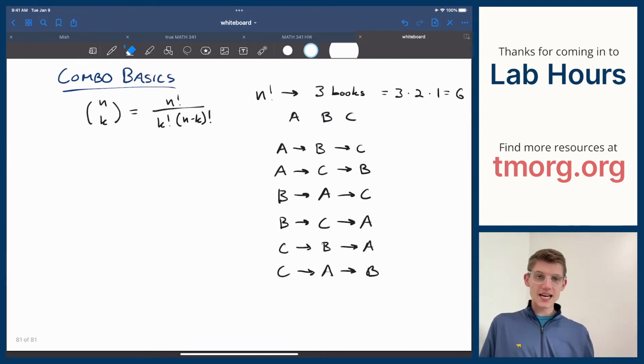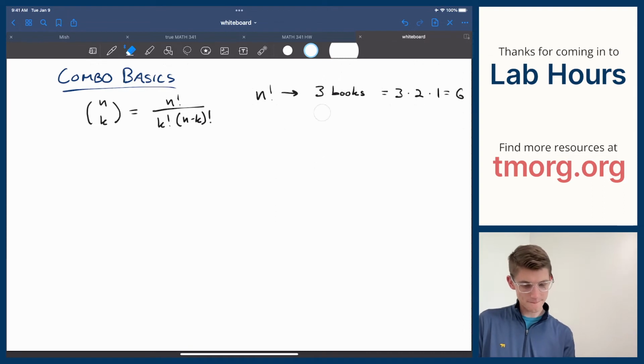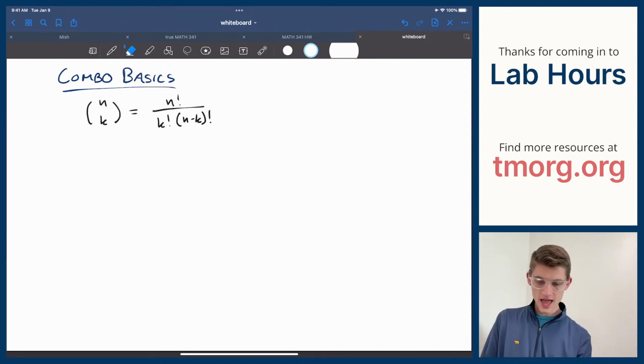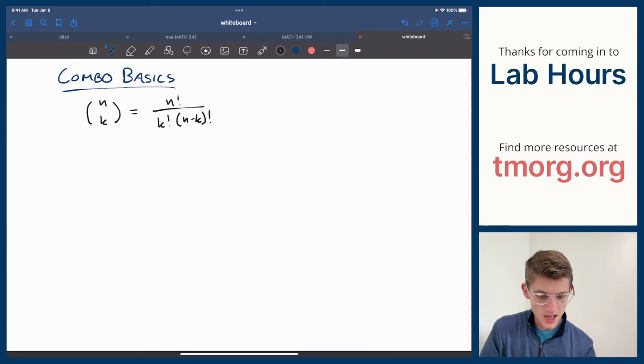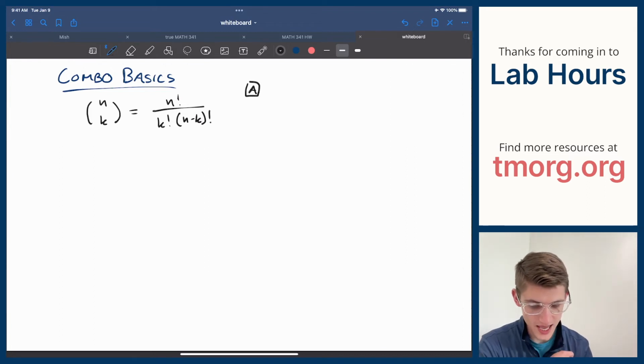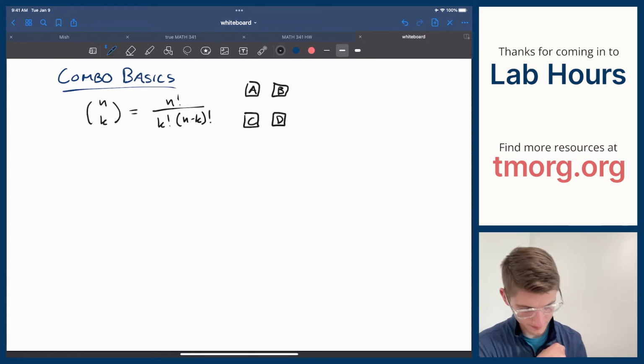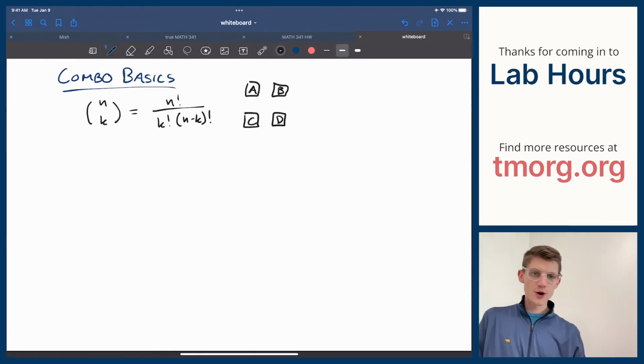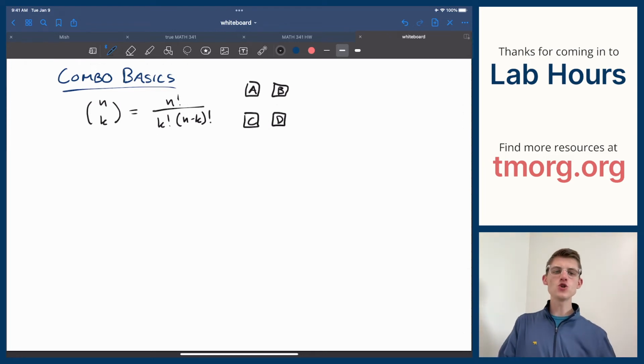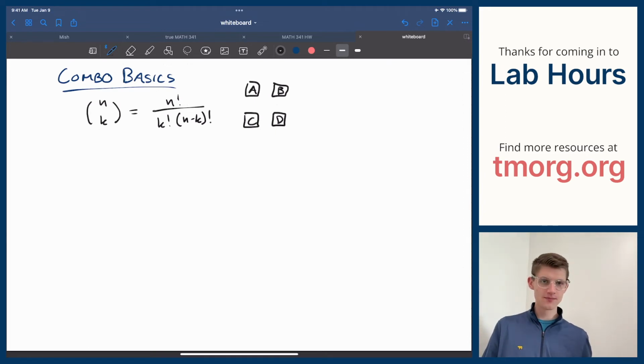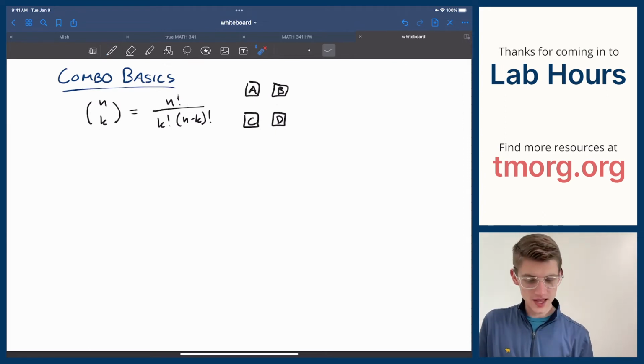Okay? How does that actually help us with combinatorics? Let's talk about that for a second, okay? So, n pick k. Let's say, for example, I have these 4 boxes, A, B, C, and D. Okay? And I want to know how many different groups of 2 boxes, or even of 3 boxes. Let's say, how many different groups of 3 boxes can I make from this group of 4 boxes? So, let's check it out.